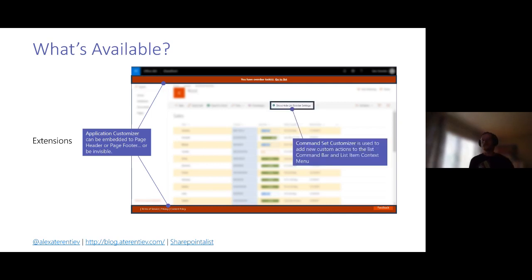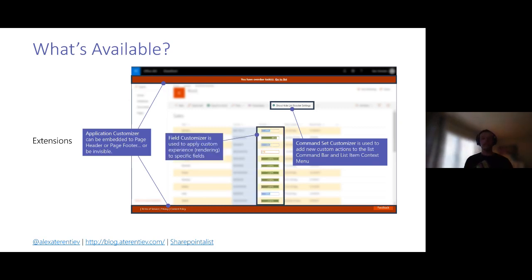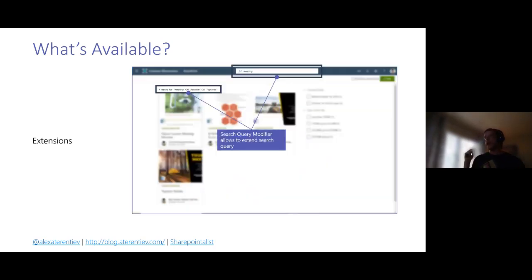The second one is Command Set Customizer. Command Set Customizer allows you to add custom buttons to list command bar and list item context menu. The third one is Field Customizer. It allows you to provide custom rendering for list columns. And the last available extension is the Search Query Modifier that allows you to extend search query before it actually sent to the server for processing.